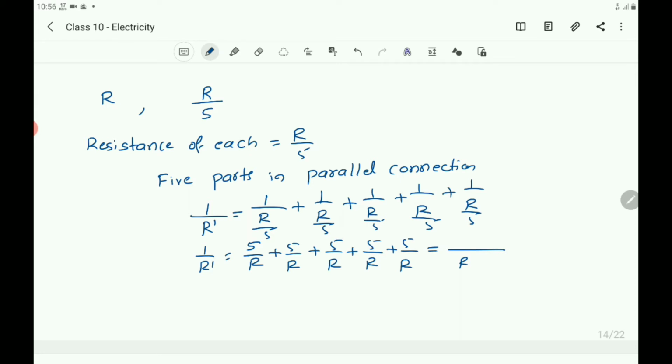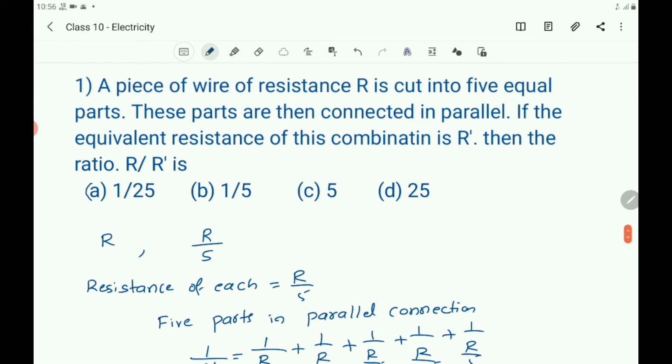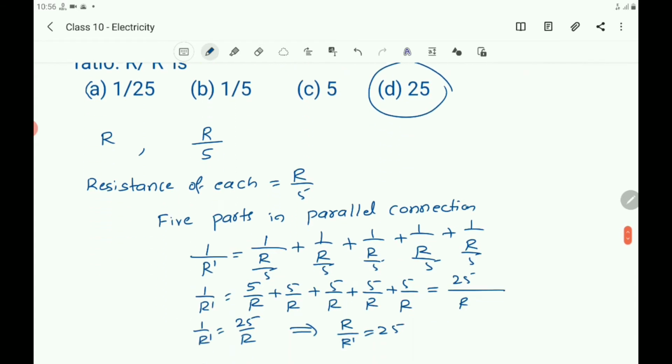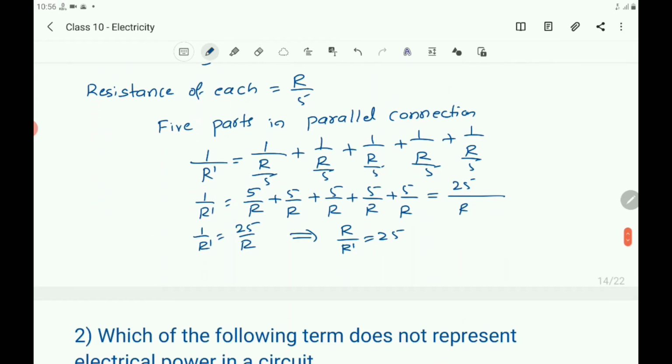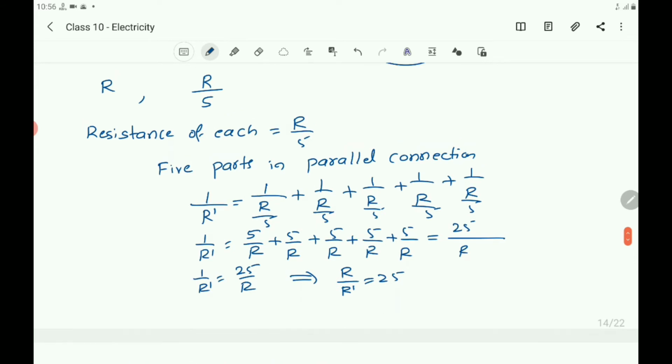Then the LCM is R and add the numerators, 5 5s are 25. So you get 1 by R dash equals 25 by R. That implies R by R dash equals 25. So the answer is D, 25.